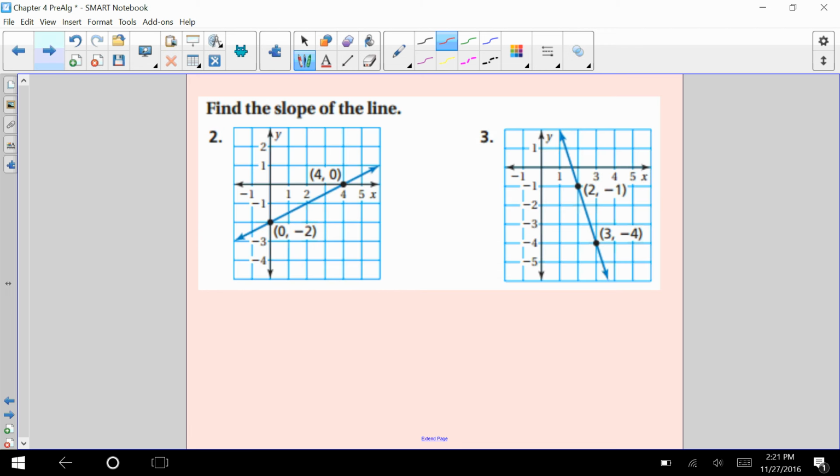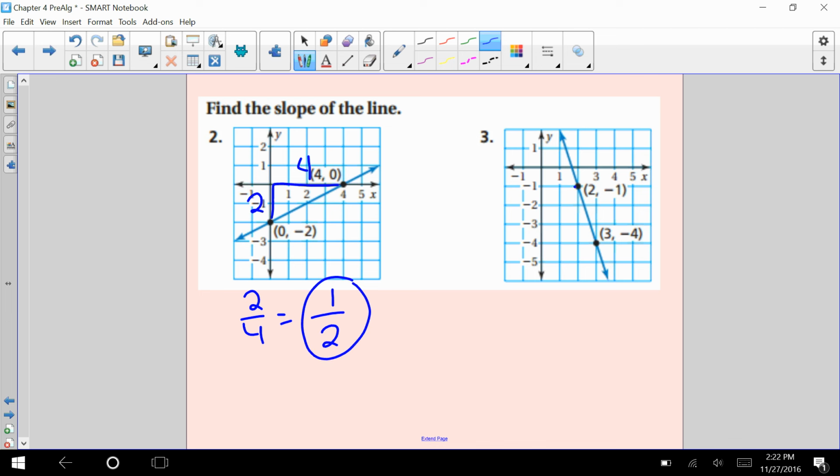So try these two. Try finding the slope just like we just did. For the first one, we'll make our triangle. We'll notice that it goes up 2 and over 4. So we have a 2 over 4, which reduces to a 1/2 slope.